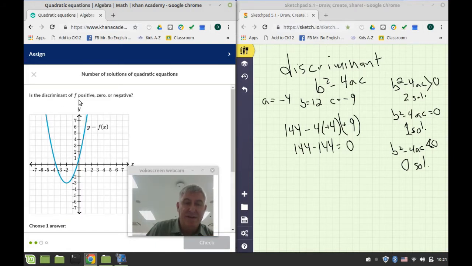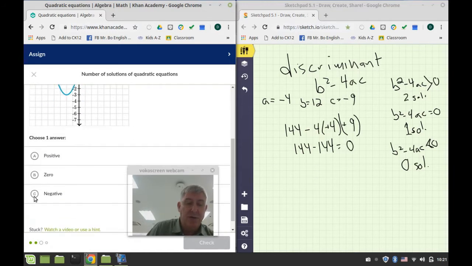Is the discriminant of f positive, 0, or negative? So let's look at the number of solutions, number of x-intercepts, and I see I have 2. For 2 solutions, I know it has to be greater than 0. I know it has to be positive.